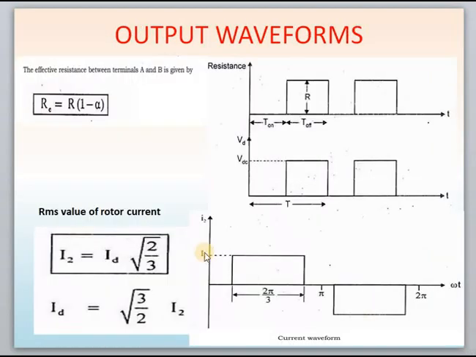This is the output voltage waveforms and current waveforms. If you see the right side, we have a resistance waveform also. If the chopper is in on condition, there is no resistance value. Similarly, the voltage across the resistance is 0 when the chopper is on, because when the chopper is on, a short circuit occurs across the resistance terminals. That's why the resistance value is 0 and the voltage across the resistance is also 0. When the chopper is in off condition, the resistance is connected to the remaining bridge.